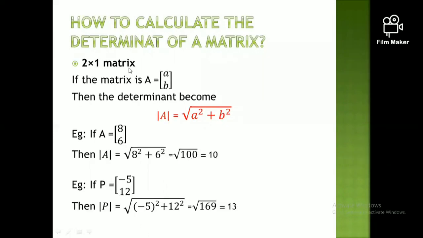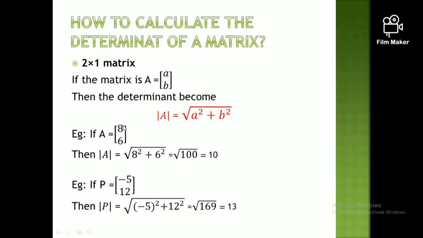The next theory is we need to find the determinant of a matrix of order 2 by 1. That means there are 2 rows with 1 column. This one also uses the same formula as the 1 by 2 matrix. So the modulus you can calculate by the square root of a squared plus b squared.